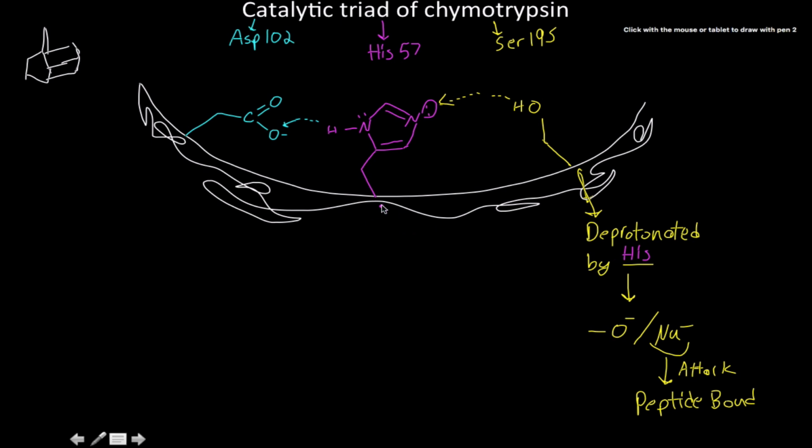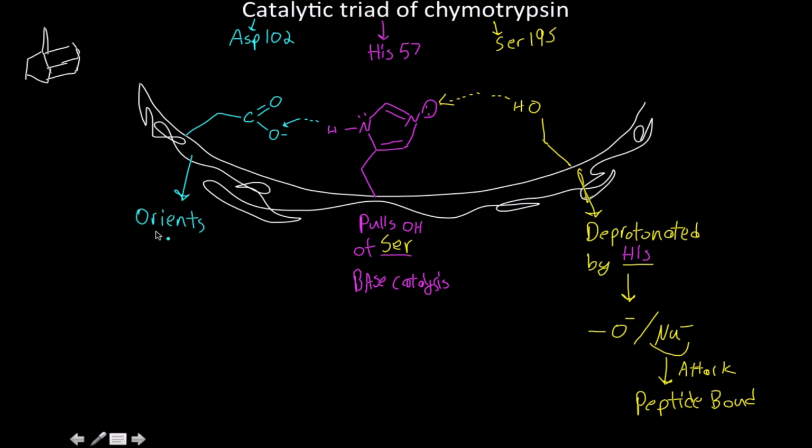So for histidine, he's going to pull on the hydroxyl group of serine. This is undergoing a basic catalysis. It's going to pull on the OH of your serine, and then the last thing that we have is aspartic acid, which in this context is aspartate. It's being deprotonated. This is going to make sure that histidine is in the right orientation.